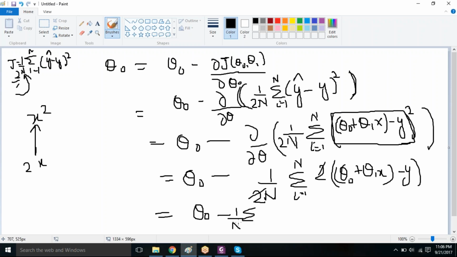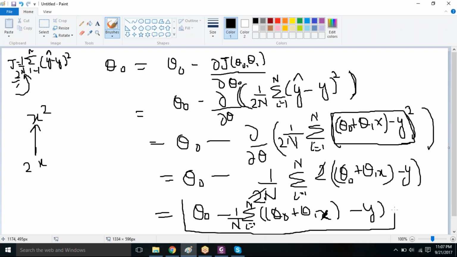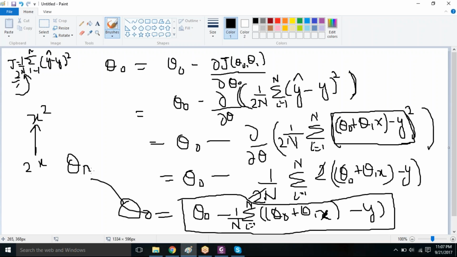So finally, your formula becomes theta naught minus 1 by n, sigma i equals 1 to n, of the predicted value minus the actual value. This is your final formula through which you will update your theta. This is your theta new. This was your theta previous. This thing you will calculate.